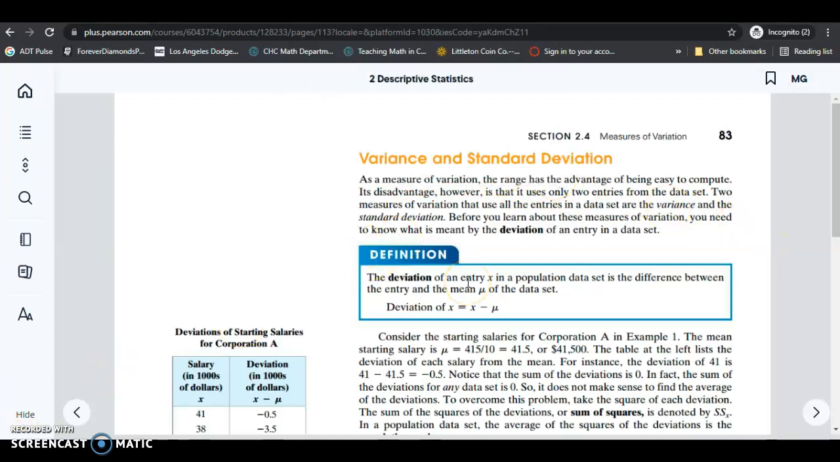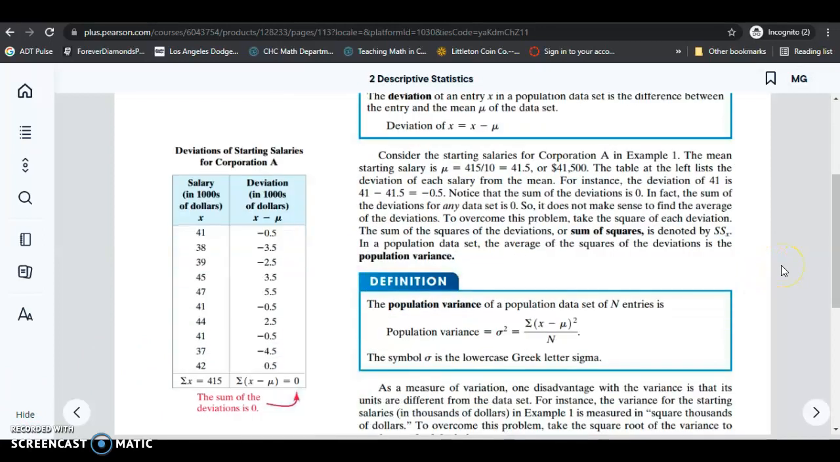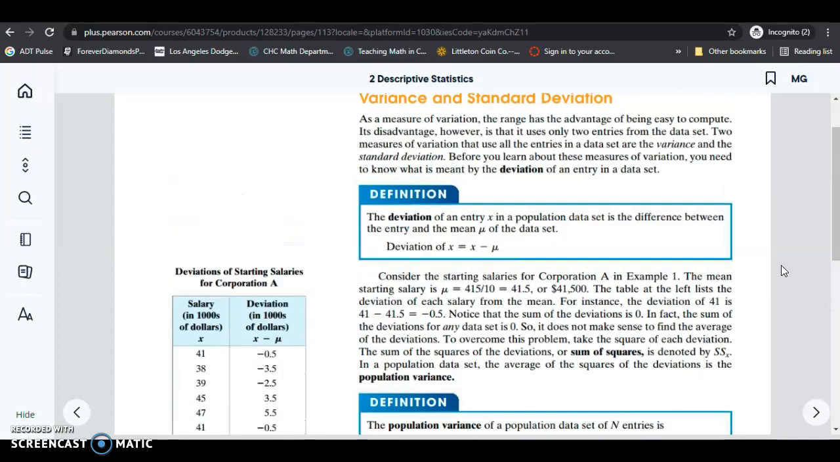Unfortunately, the computer is a little slow, so the page is freezing or really sluggish, so I apologize. The book starts by talking about what a deviation is, and you can read about it.